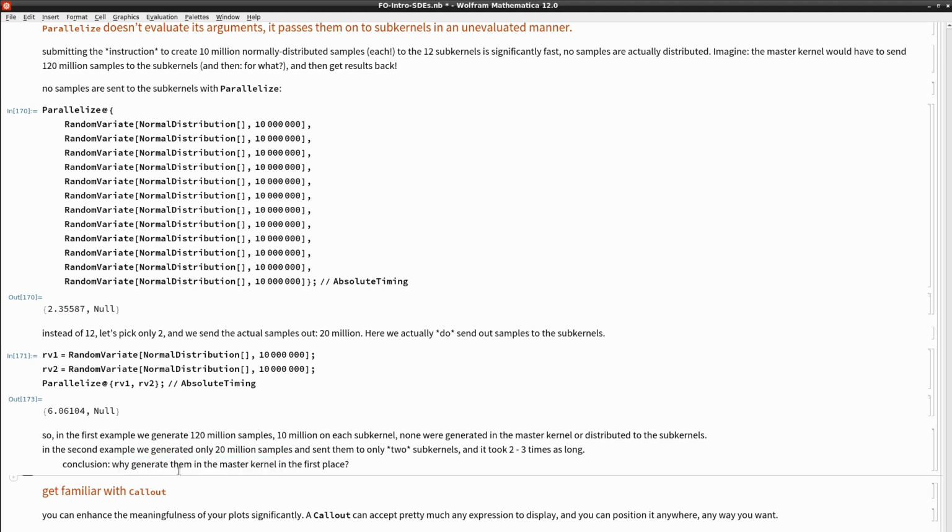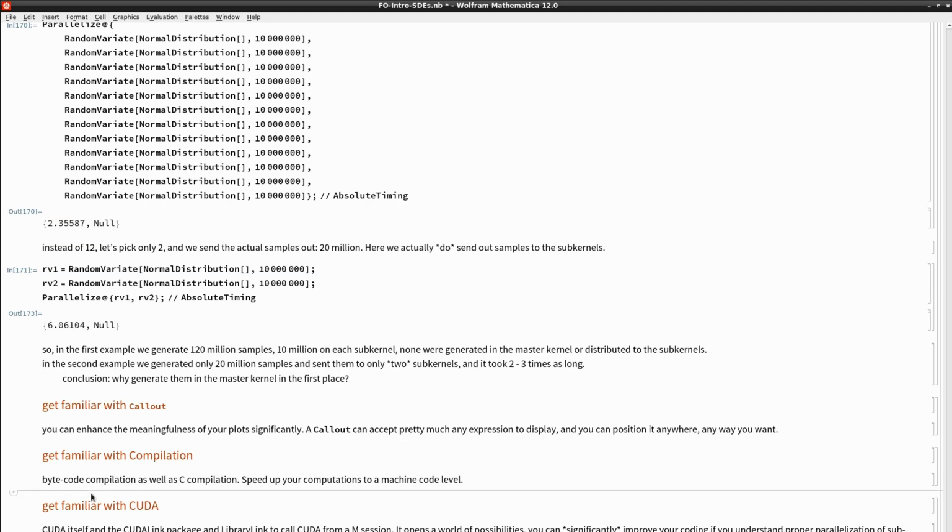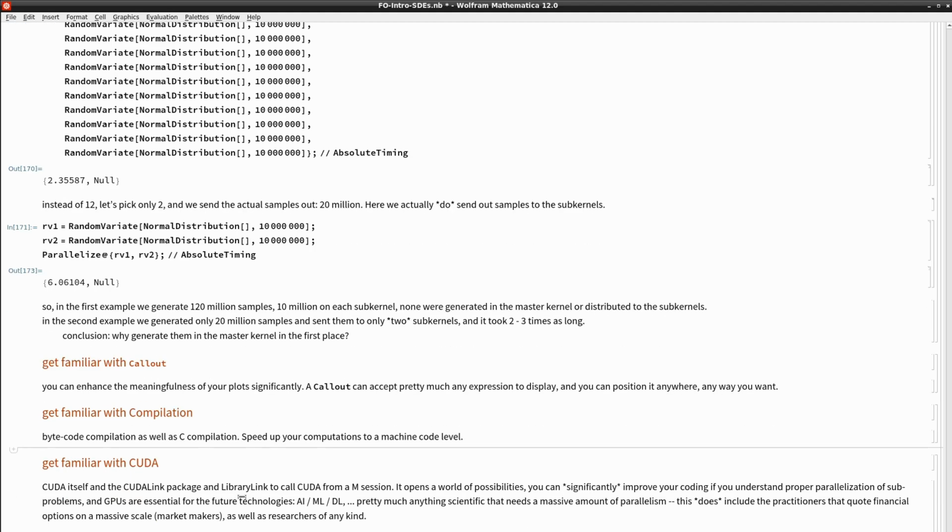Next, I recommend that you get familiar with Callout, because you can really enhance the meaningfulness of your plots significantly. A Callout can accept pretty much any expression to display, and you can position it anywhere on the plot. I also recommend you get familiar with compilation. We have bytecode compilation as well as C compilation, which speed up your computations to a machine code level. Very useful in many cases.